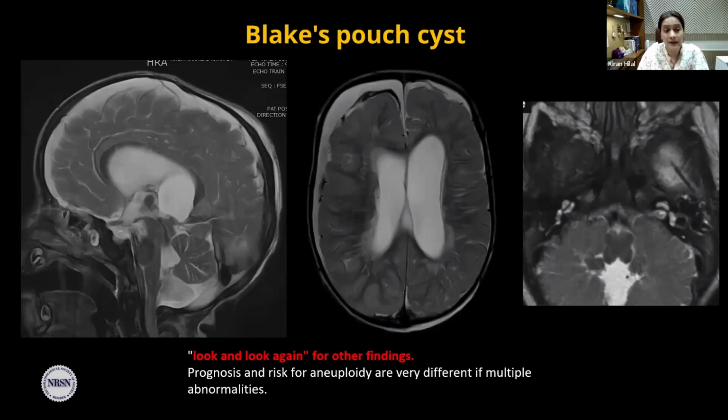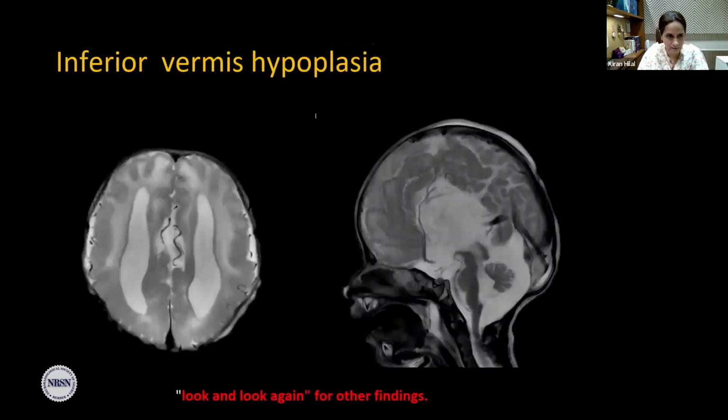So it's very, very important. If you see the Blake's pouch cyst or any cyst, look for additional supratentorial abnormality.